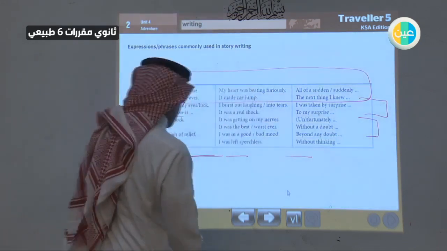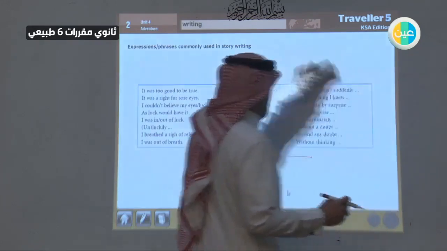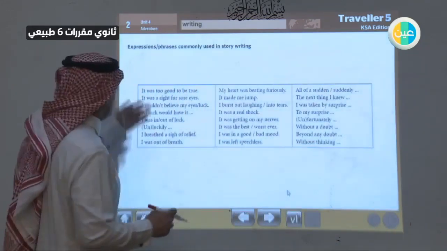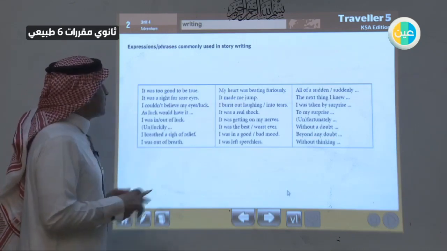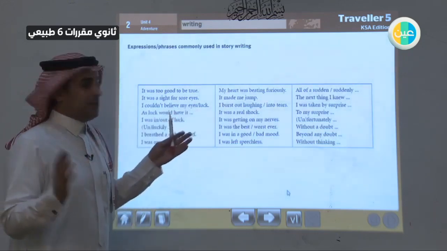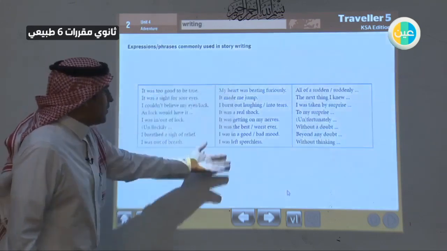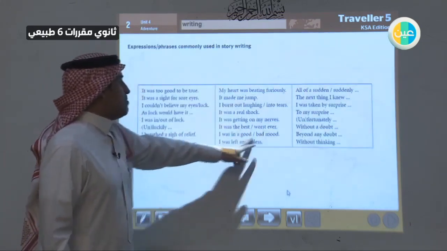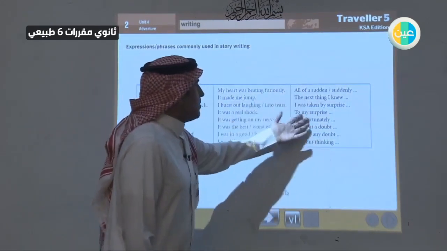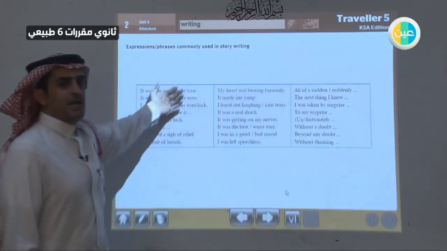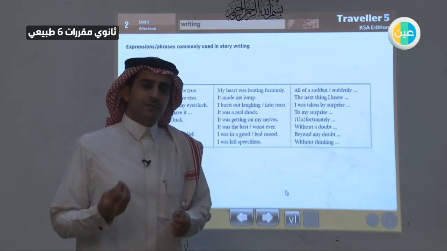Lastly, expressions and phrases commonly used in story writing. When you want to write a story, these are beautiful phrases and expressions to start your sentence. You can use "it was too good to be true", "it was a sight for sore eyes", "I couldn't believe my eyes", and continuing, "I couldn't believe my luck", also "as luck would have it", etc. There are a lot of them. For example, "in a good mood" or "in a bad mood". Here, "I was left speechless", I don't want to speak. "Unfortunately", "to my surprise". All of them you can use at the beginning of sentences as a phrase or expression. That will make your story vivid and exciting.